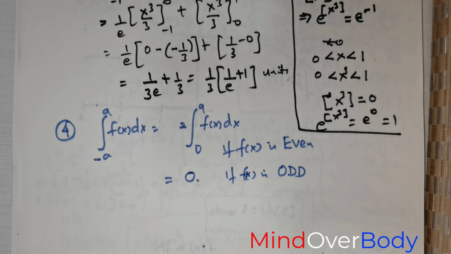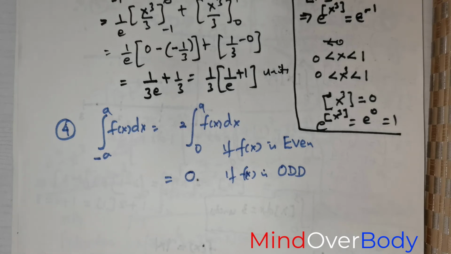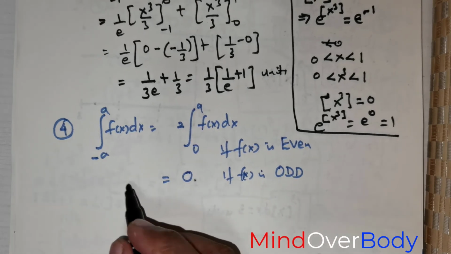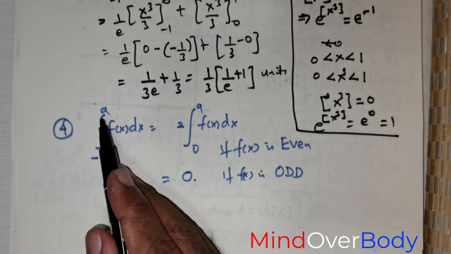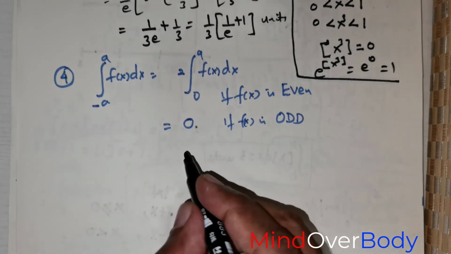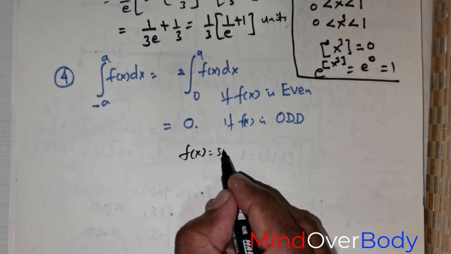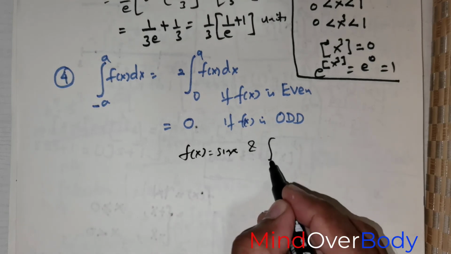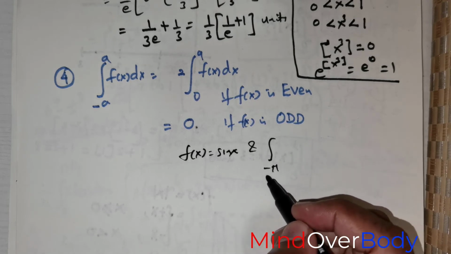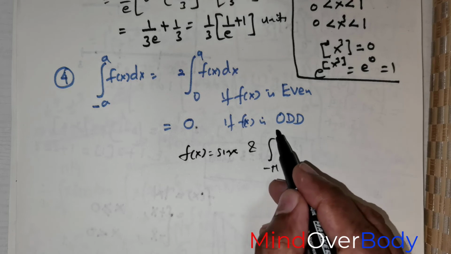When I mention questions of higher magnitude, it means questions of complexities. You would have to use this particular property. Now students, I'm going to show you how exactly integral negative a to a f of x dx becomes equal to 0 when f of x is an odd function. Now let us take f of x to be equal to sine x, and let us find out what happens if we had to integrate sine x between the interval negative pi to pi.